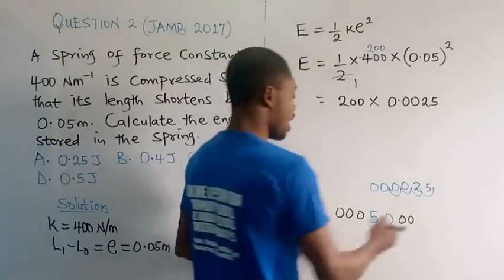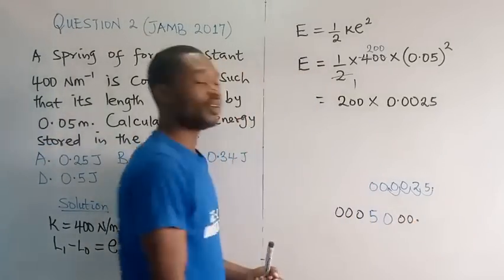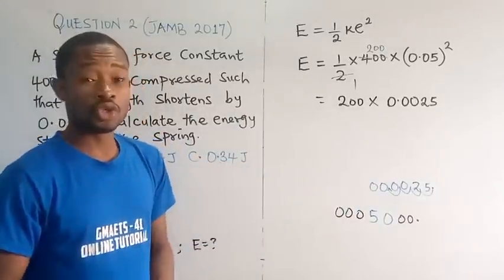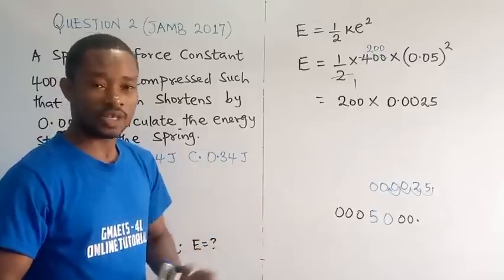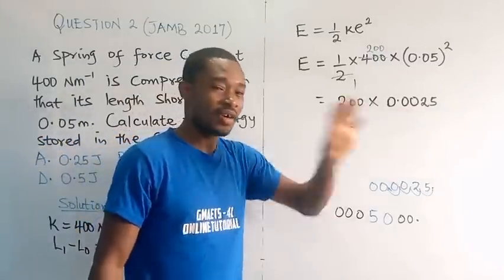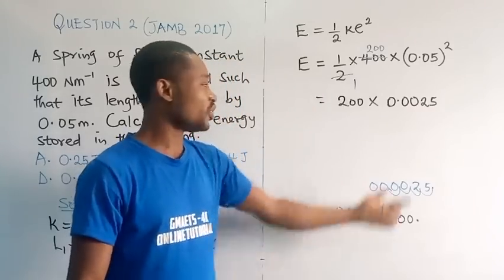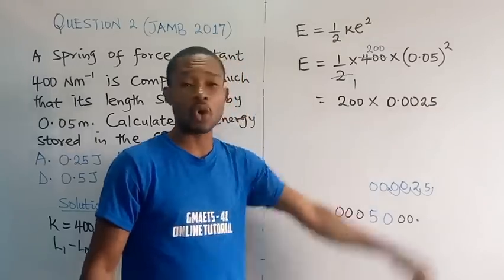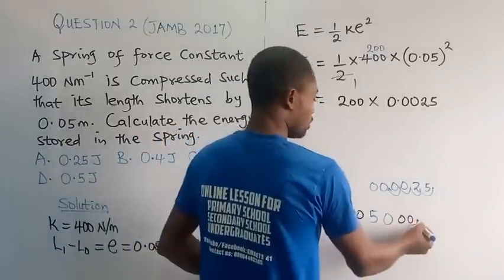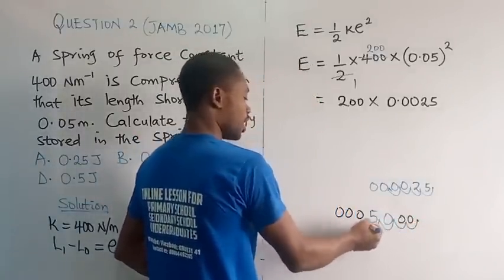And once again, we have an invisible point just after the last digit on the right. So what would we do? We have to move that point a number of times. The question is, how many times would we move it? That depends on the number of decimal digits you have. Here, the decimal digits we have are 4: 0, 0, 5, 0. So we're going to move this point 4 times: 1, 2, 3, and 4.